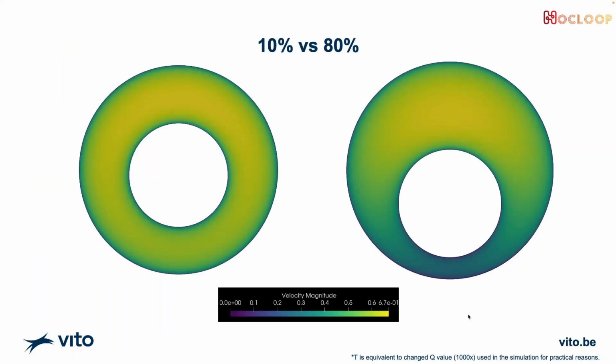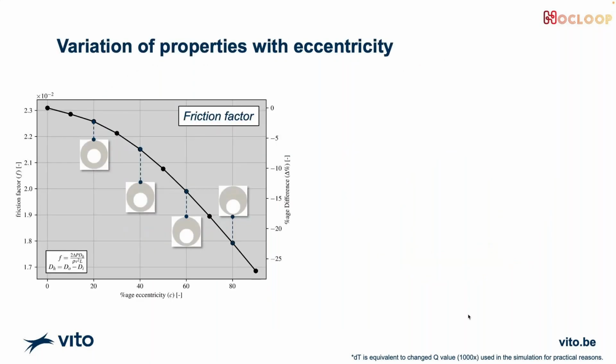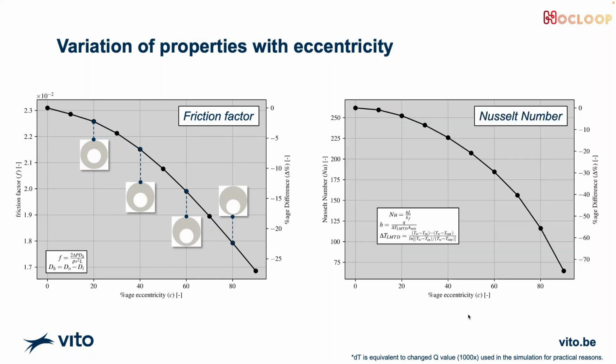These are some contours, nothing very fancy, very simple. These are the temperature, and you can see over here you get a very high increase in the temperature. If I look at the variation of the properties with eccentricity, in terms of friction factor, you can see that the friction factor reduces as much as 25% in this case. And if you look at the Nusselt number, we get almost a 70% decrease in our Nusselt number.